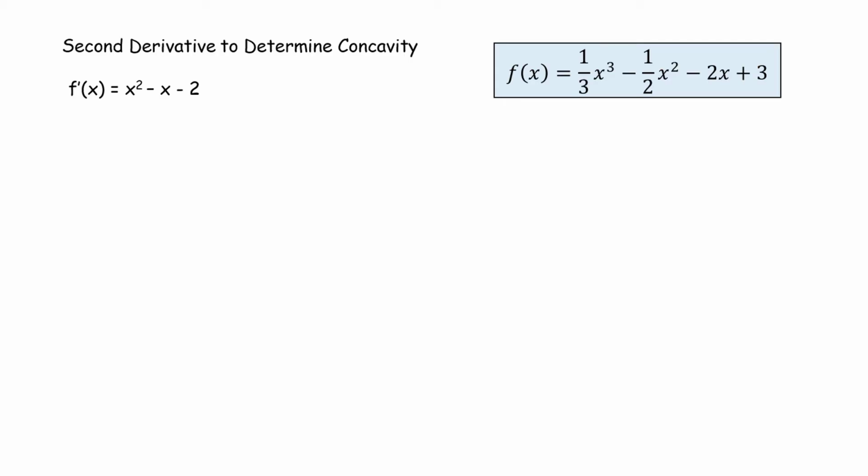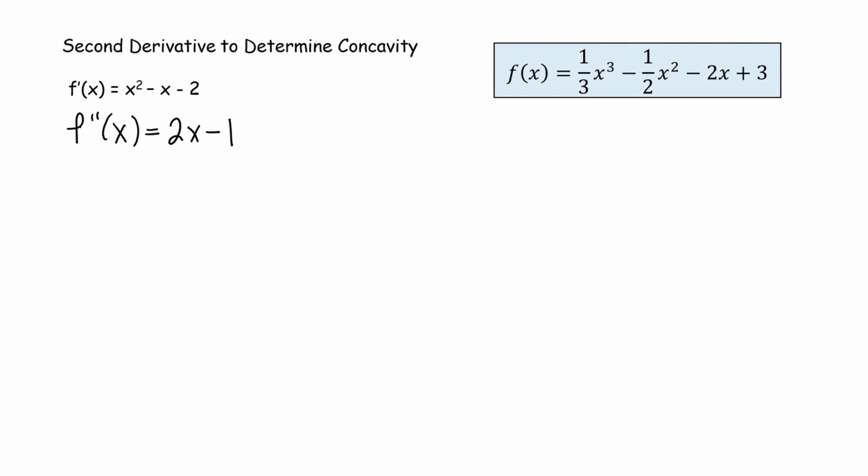We use the second derivative to determine concavity. We previously obtained the first derivative, which was f prime of x equals x squared minus x minus 2. Now let's get to the second derivative, f double prime of x. That's equal to the derivative of x squared, which is 2x, minus the derivative of x, which is just 1, and the derivative of -2 is a constant, so it's a 0.